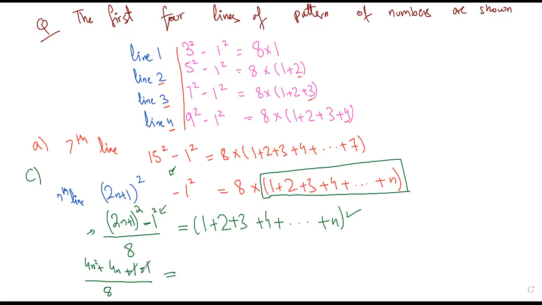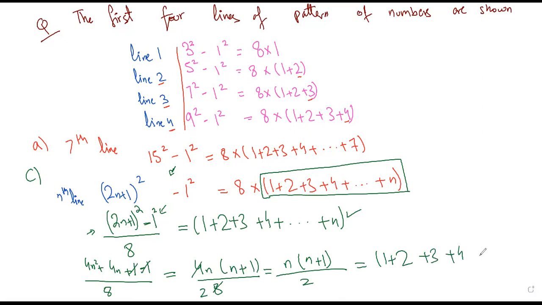I can take 4 common and n common, and this will give me n plus 1 divided by 8. I'll cancel out 4 and 8, and finally I will get n into n plus 1 divided by 2, and this is equal to 1 plus 2 plus 3 plus 4 plus dot dot dot plus n, right? So this is basically the proof, and we have proved that. So anything that you have not understood, please feel free to ask me.